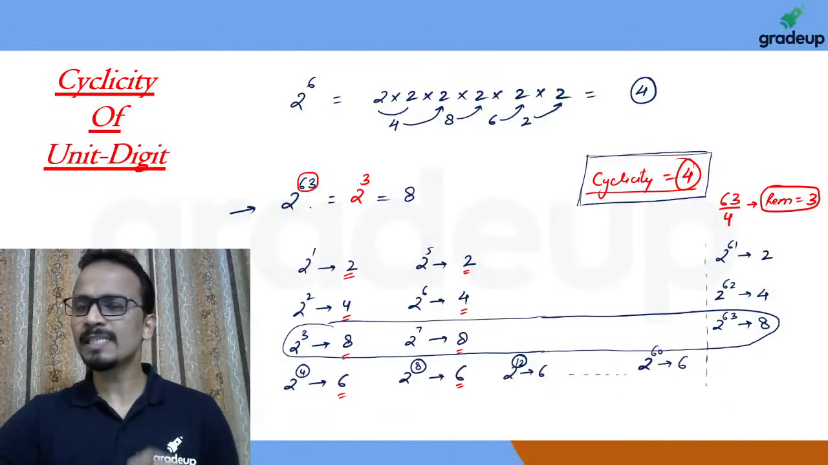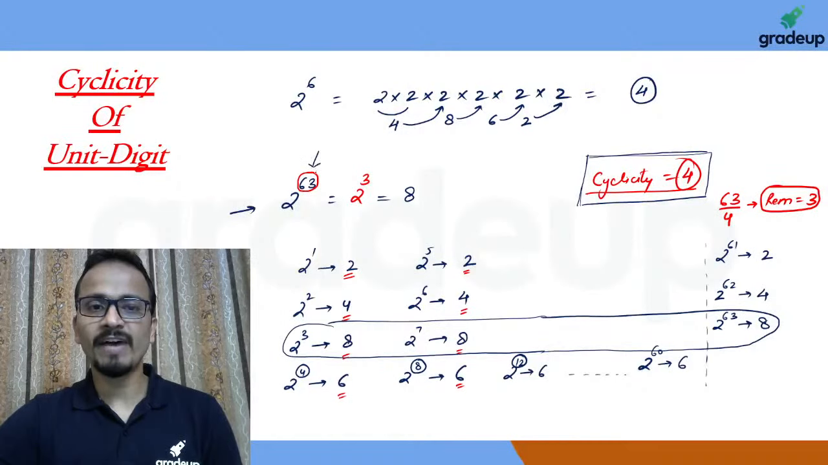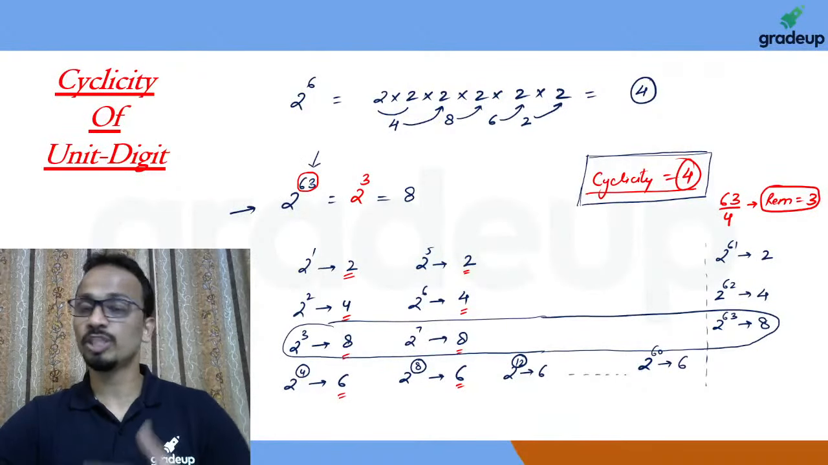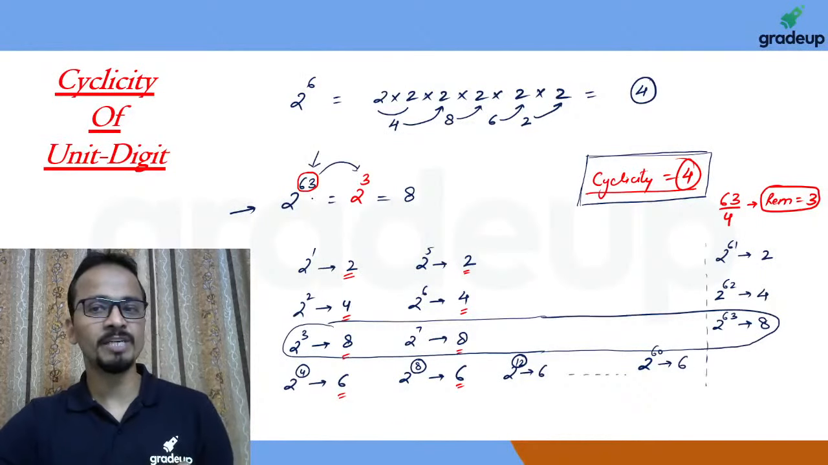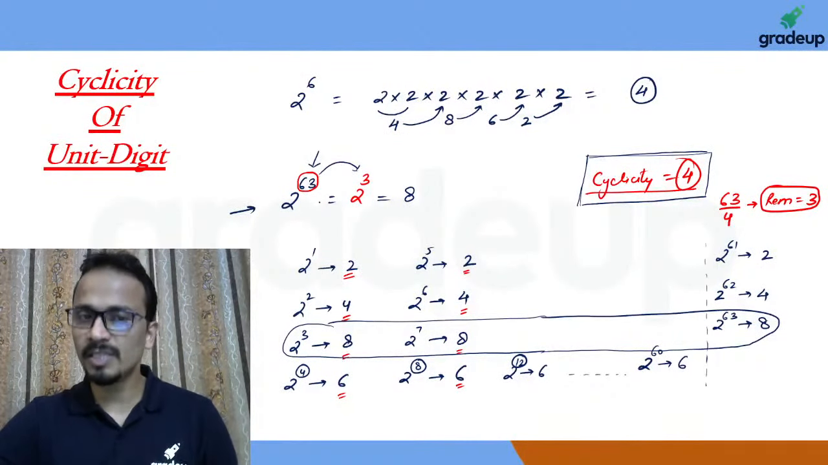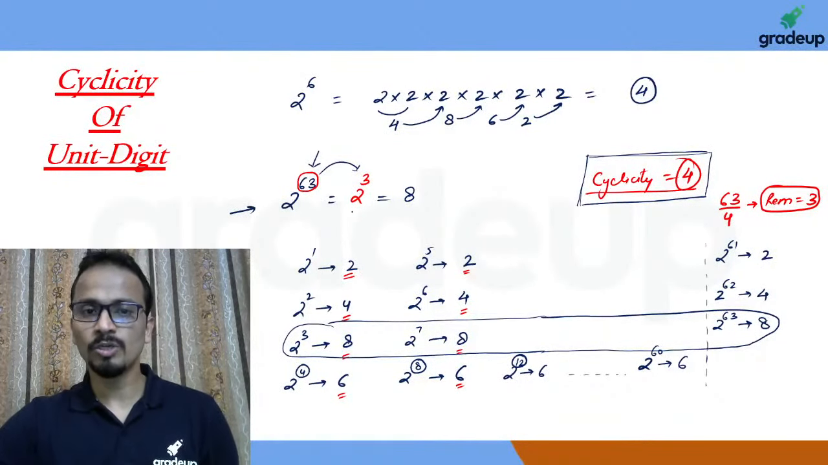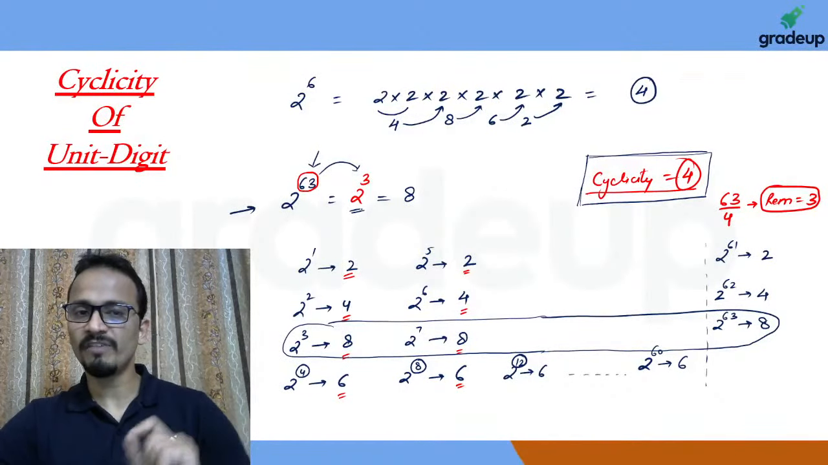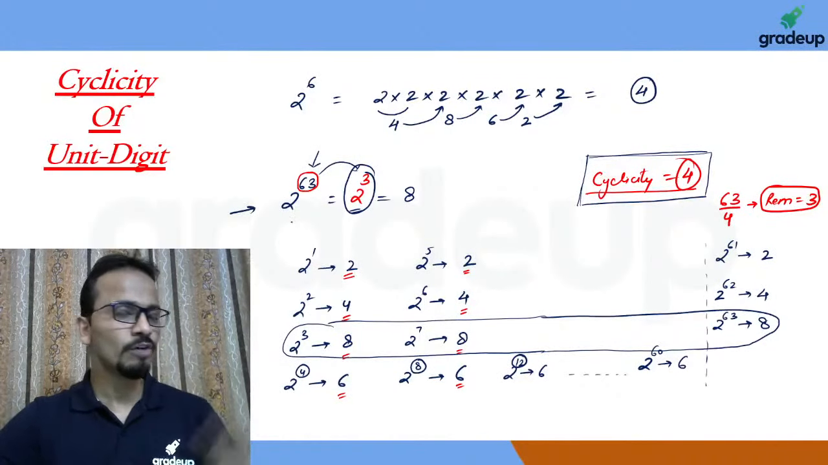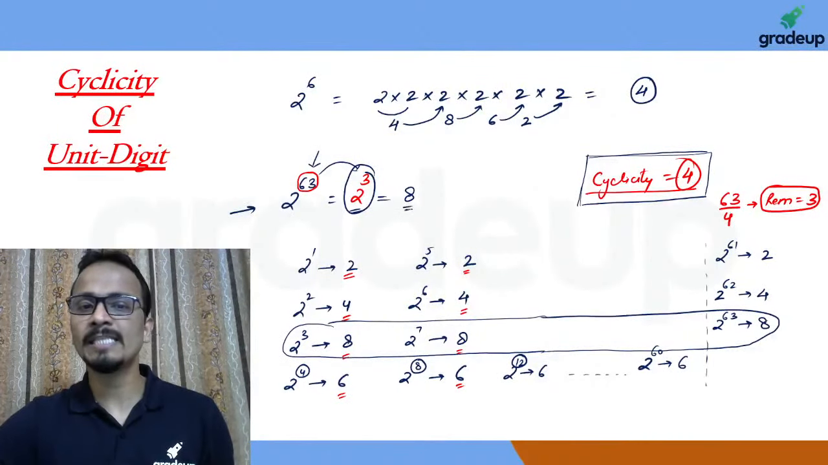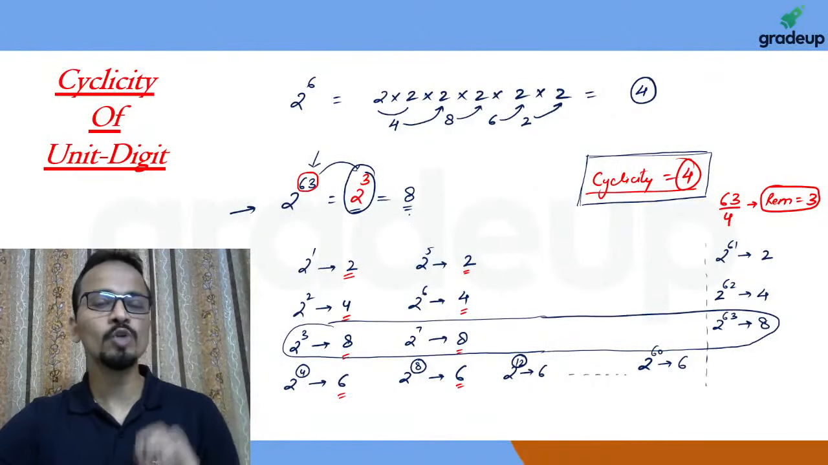Okay, now since the cyclicity of the powers of 2 is 4, just divide this power, which is a very high number, by 4 and keep track of the remainder. Just write the remainder. So 63 when divided by 4, the remainder is equal to 3. So 2 raised to the power 3, whatever unit digit you get from here will be equal to the unit digit of 2 raised to the power 63, and hence in this case it is equal to 8.